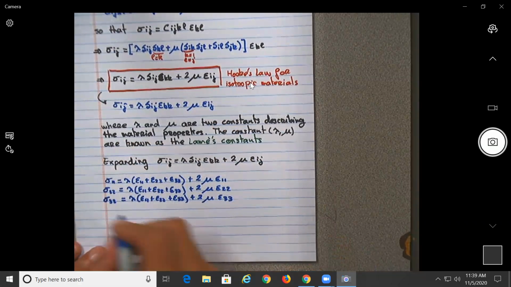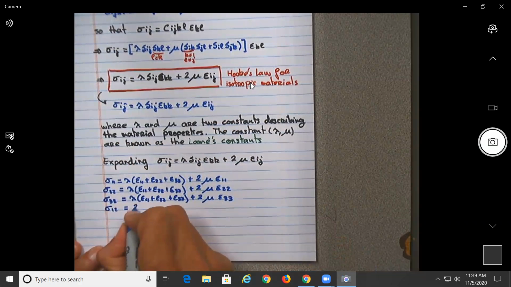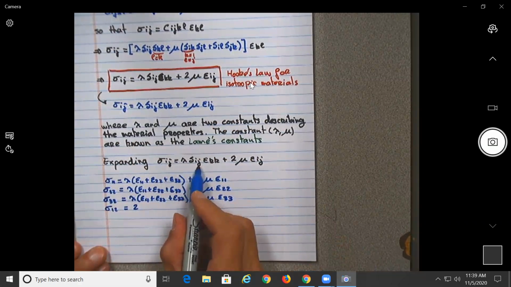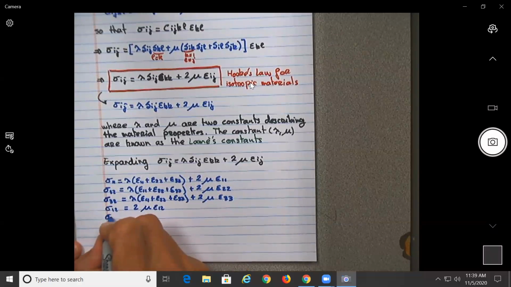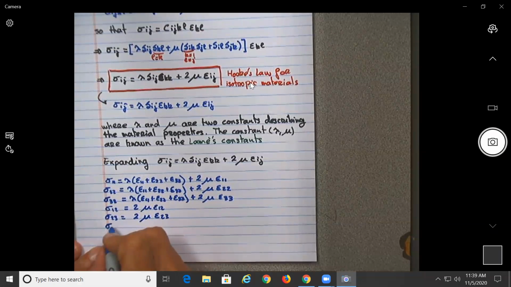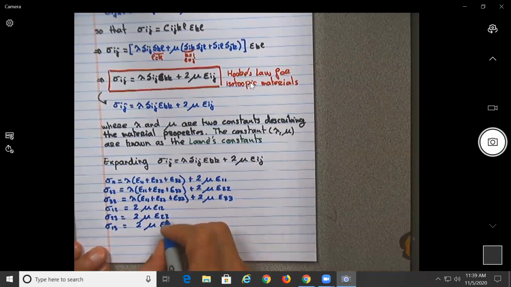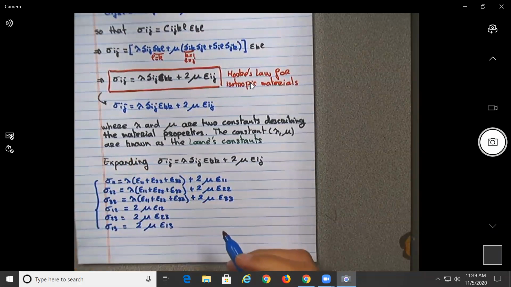And then we have here the sigma 1 2, will give you 2 mu epsilon 1 2, because I and J will be different. So that term will be 0, okay? Sigma 2 3 will be 2 mu epsilon 2 3, and sigma 1 3 will be 2 mu epsilon 1 3.